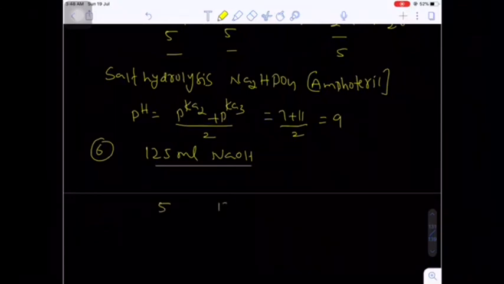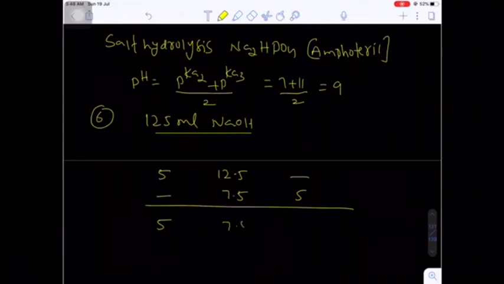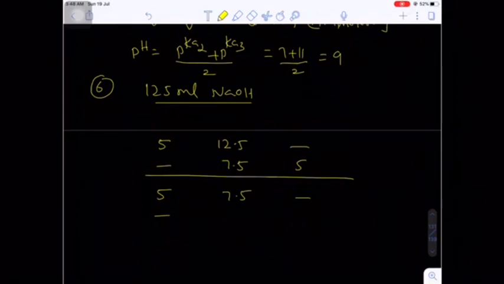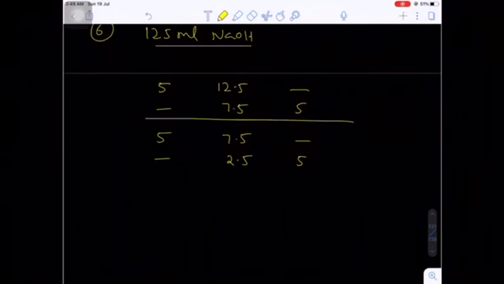Okay. Now the sixth one, how many ml of NaOH is added? 125 ml of NaOH is added. That means here you have H3PO4 5 millimoles, NaOH will be 12.5. Here 5 completely consumed, 7.5 will be left, and 5 millimoles of sodium dihydrogen phosphate will be present. Now sodium dihydrogen phosphate 5 millimoles and 7.5 millimoles NaOH. Again the 5 millimoles of sodium dihydrogen phosphate are completely consumed, and 2.5 millimoles of NaOH will be present, and 5 millimoles of disodium hydrogen phosphate will be present.